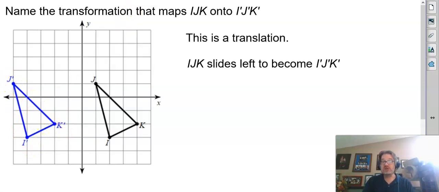So what I do is I always start with the translation. A translation is easiest to identify. Remember, a translation slides, you should have picked slide on question number 1, it slides a pre-image onto an image. And if we look, I slides to the left to get to I prime, J slides to the left to get to J prime, and K slides to the left to get to K prime. This is a translation.